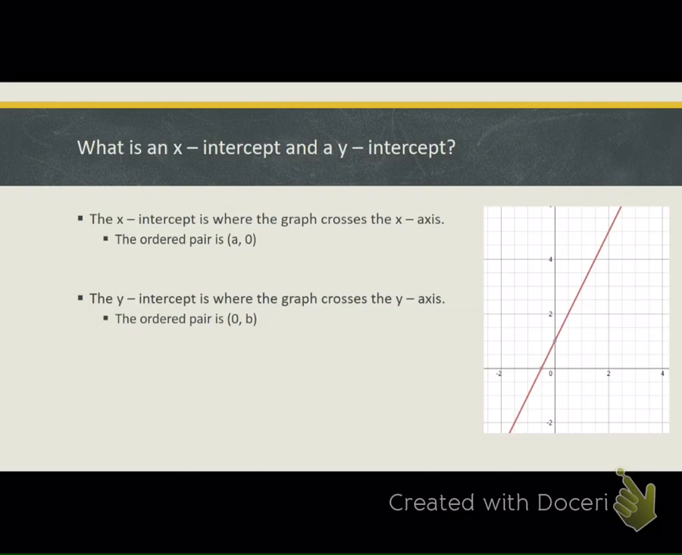Okay, so what is an X and Y intercept? The x-intercept is where the graph crosses the x-axis. The ordered pair is always a number, comma, 0. So in this case, on our graph, that is -1, comma, 0. That is the x-intercept. What does that say on our graph?